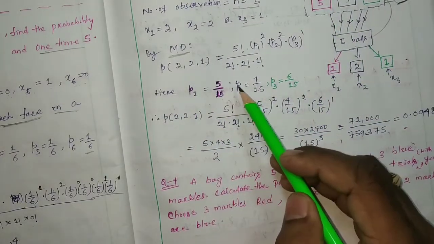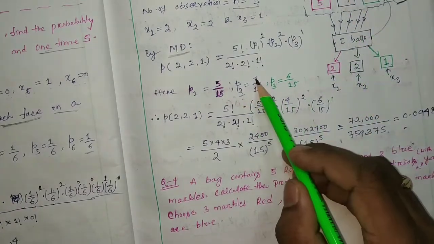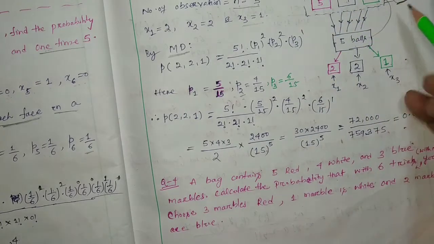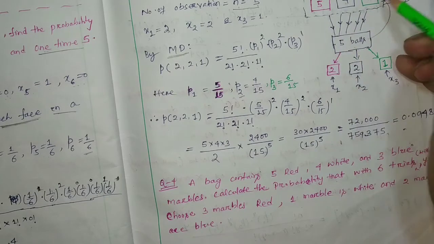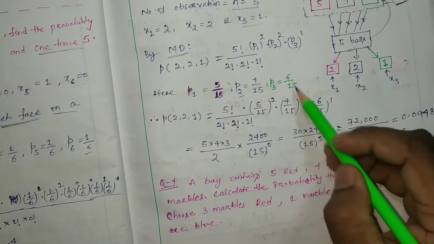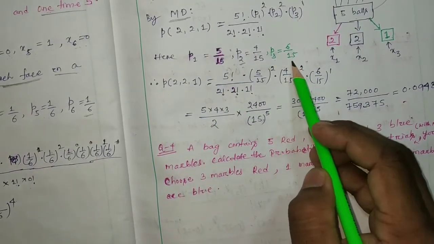Likewise, the probability of getting P2, that means blue, will be 4 by 15. Here there are 4 blue balls, so 4 by 15. Then the probability of drawing one ball and it has to be green: the probability will be 6 by the total number 15, 6 by 15. So P1 is 5 by 15, P2 is 4 by 15, P3 is 6 by 15.